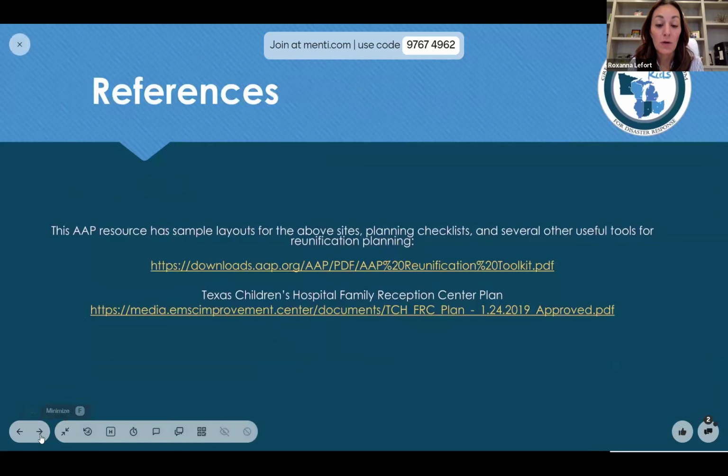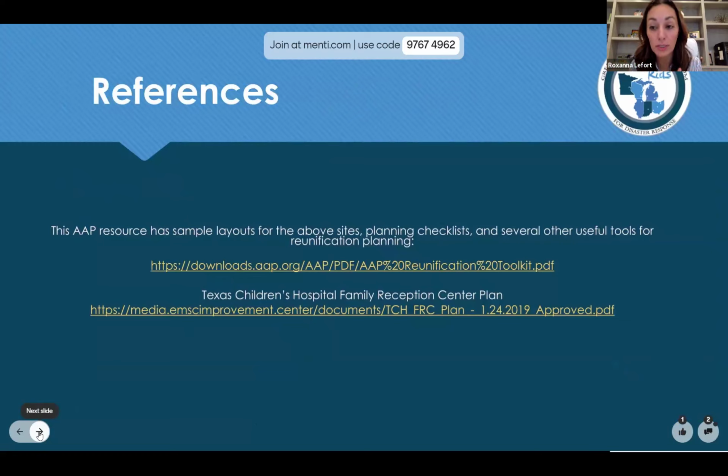The Texas Children's Hospital Family Center plan is one of the plans that we're sharing. It's a great plan. It goes through a lot of each of these different details. And then the American Academy of Pediatrics Reunification Toolkit goes through all of these in much more detail, including the people to include and clear lists of things that you want to consider with each of these different sites and how you can start building. Those are both here and publicly available. Next slide.